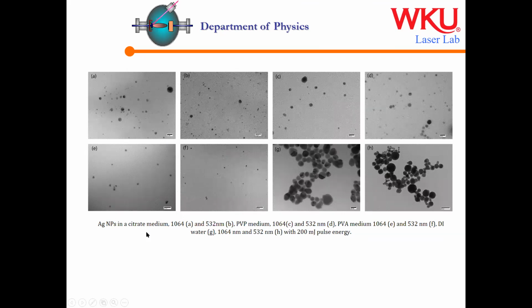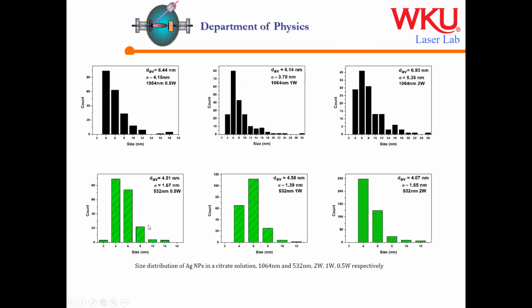So we have grown the silver nanoparticles in citrate, PVP, PVA. We have used 532 nanometers, second harmonic. We use a second harmonic crystal to get 532 and then 1064. And when we look at our results, for instance here, this is our citrate solution at 1064. We use different power from 0.5 to 1 and then to 2 watt.